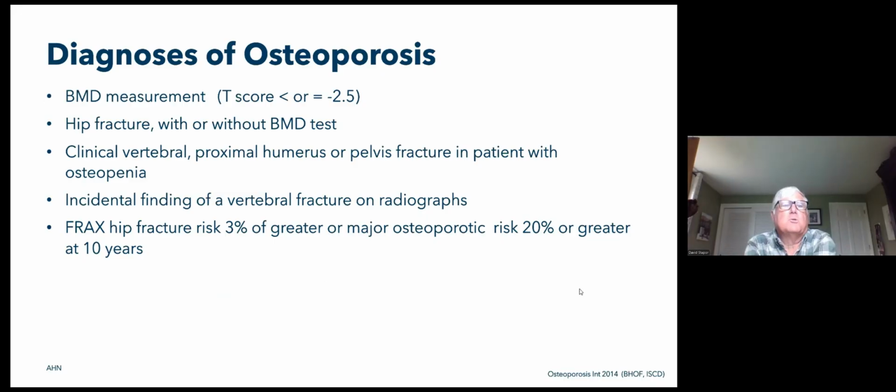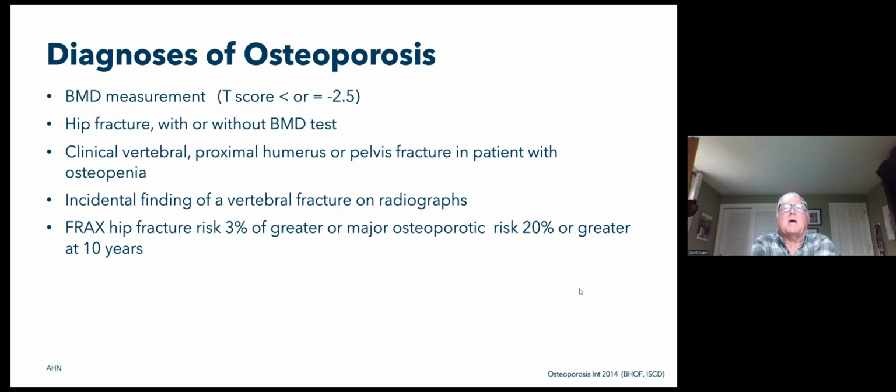The diagnosis of osteoporosis can also be made not only by a T-score of less than -2.5 at any of those sites that I mentioned, total hip, proximal femur, femoral neck, or lumbar spine, but anyone who sustains a hip fracture with or without a bone density test, any clinical vertebral or spine, proximal humerus, which is your upper arm, or pelvis fracture in a patient with osteopenia is considered a diagnosis of osteoporosis. And I would also add wrist fractures and other potential fractures in that mix as well. Also an incidental fracture of a vertebral body on radiographs.